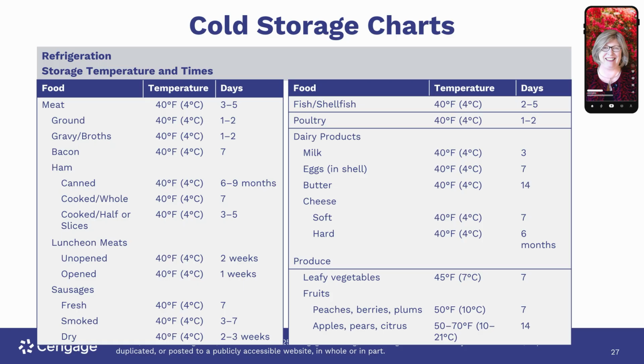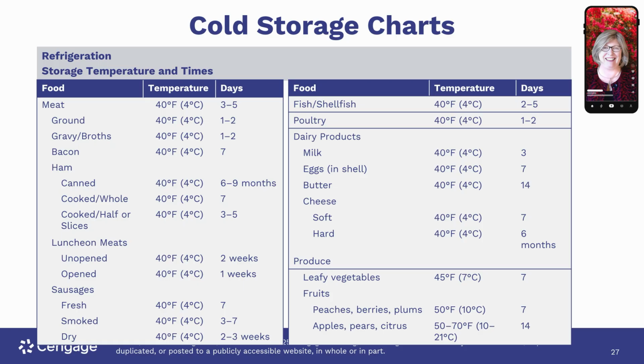Over on the other side we have fish and shellfish. Fish and poultry are highly perishable, especially poultry. Poultry 1 to 2 days, and then you have dairy products, and here again you have to look at the use by date. In general, milk is going to be more perishable than anything else in that dairy section. Okay, butter, couple weeks. Again, check your use by date. And then cheese, if it's soft cheese like cottage cheese or ricotta cheese, a week is usually about all you'll get from that.